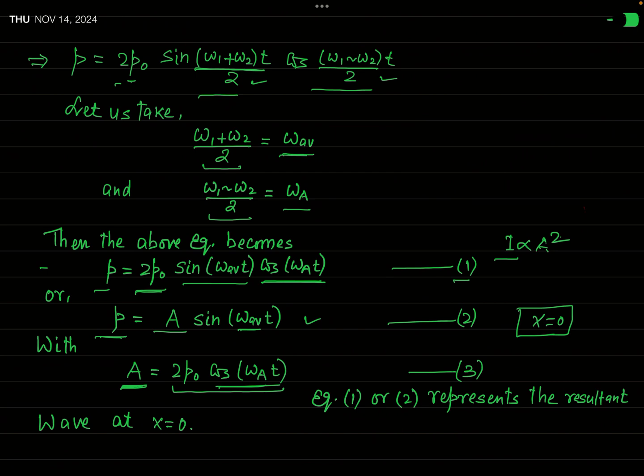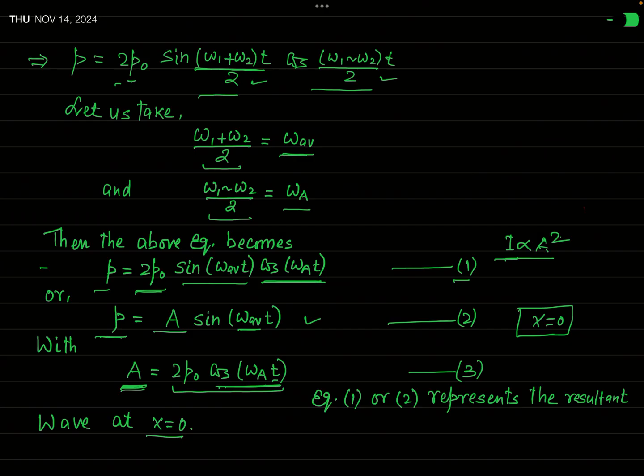And that variation of intensity in a periodic manner at a given position, which we have assumed here x equal to 0, is called the phenomenon of beats. So you can see with time t, the resultant amplitude will vary in a periodic manner, and that's why, according to this relation, the resultant intensity at a given position will also vary in a periodic fashion with time. And that variation of intensity with time in a periodic manner is called beats.